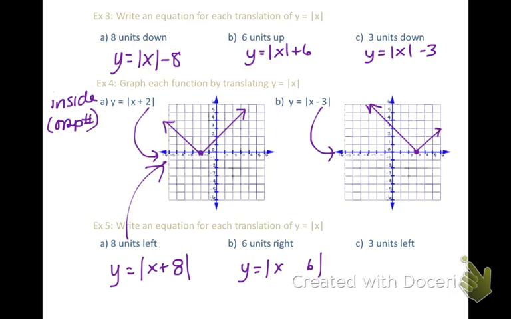And it says 6 units to the right. The right side is your positive, so the opposite of positive is a negative, so y equals absolute value of x minus 6. And then y equals absolute value of x with a 3. It says 3 units to the left. The left side is your negative, so the opposite of negative is a positive. And so that's how you would do these problems.